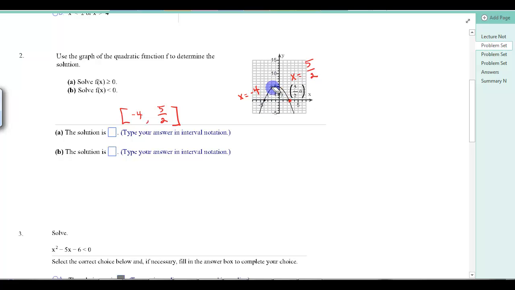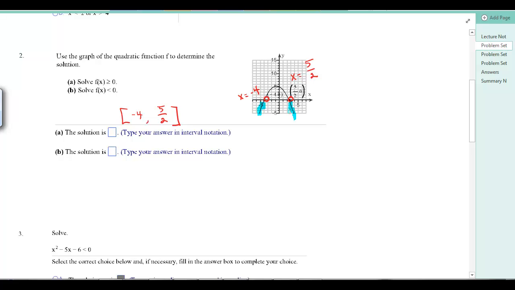Now, for the second part, where is it less than 0 but no equals? So we have open circles there. That means we're going to have some parentheses. And where is it less than? That's these pieces down here.